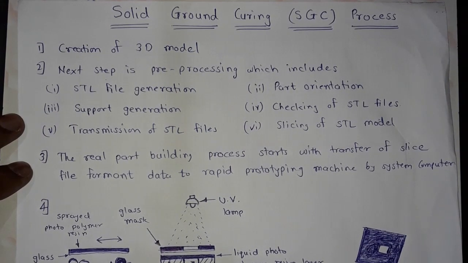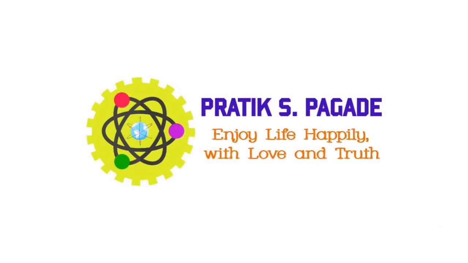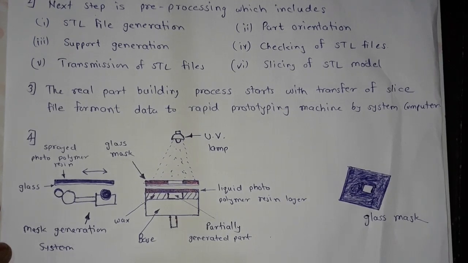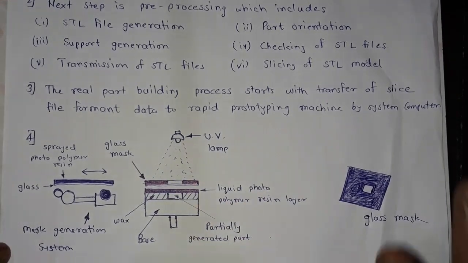In this video we are going to see the solid ground curing rapid prototyping process. So friends, let's start. Friends, the solid ground curing process is a photopolymer based 3D printing process. Here we use a high powered UV lamp through a mask.